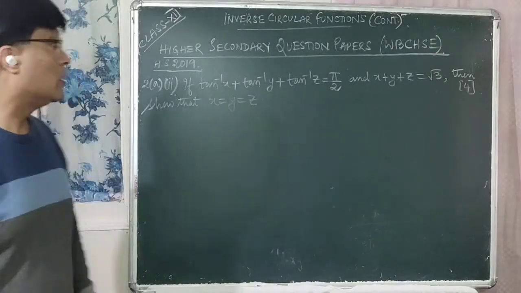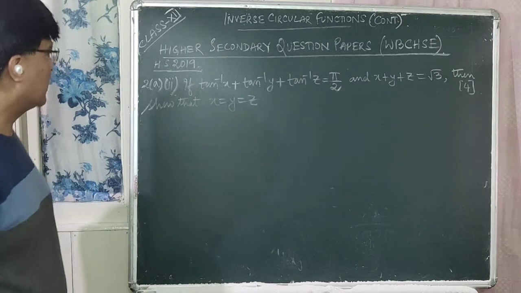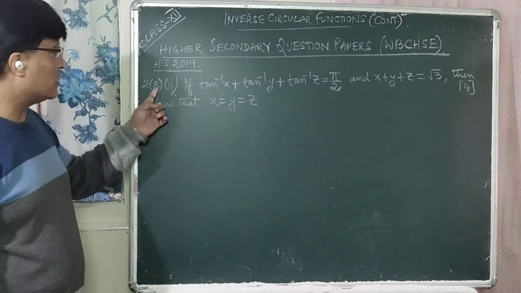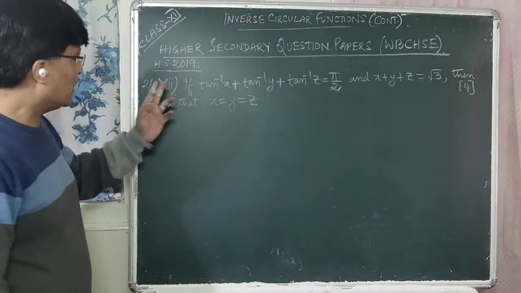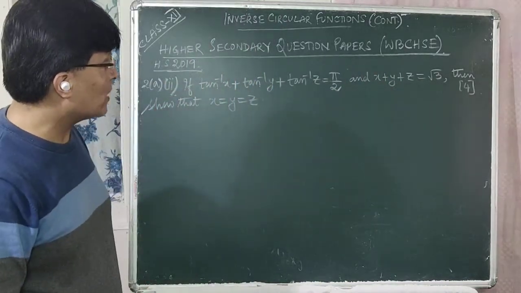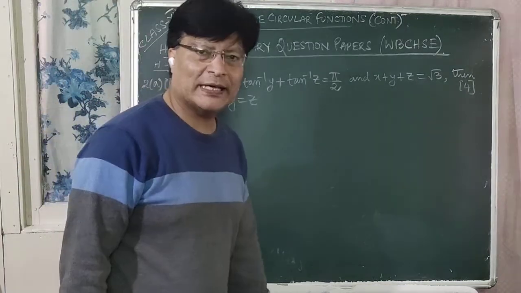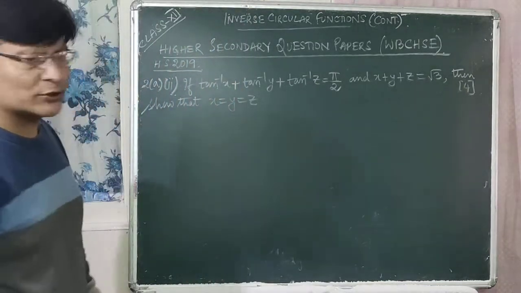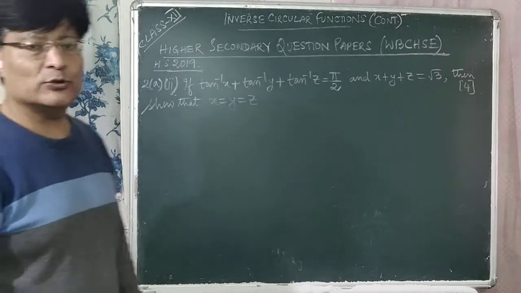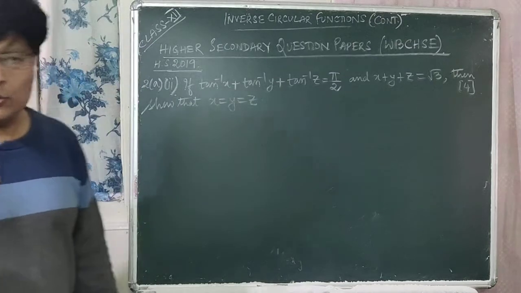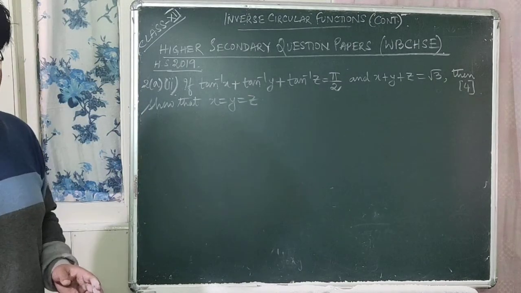So now we are doing a problem from HS 2019. Okay. So this is number 2a, number 2, and this question also carries 4 marks, right? So if tan inverse x plus tan inverse y plus tan inverse z is equal to pi by 2 and x plus y plus z is equal to root over 3, then you have to show that x is equal to y is equal to z. So there are 2 conditions given out here, right?